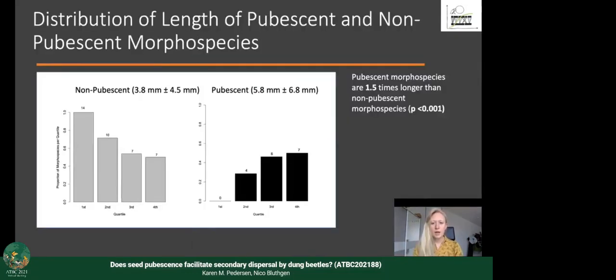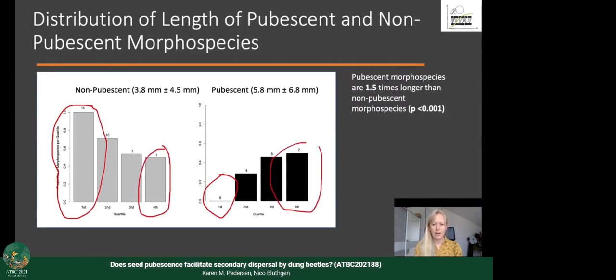Are they striate? And then for those morpho species found both within fecal samples and within dung balls, pubescent seed species are 1.5 times longer than their non-pubescent counterparts. And if we look at the first quartile of the data, we can see that there are no pubescent seed species. But if we look at the largest quartile of the data, we do see that half of the morpho species are pubescent. So this does suggest that larger morpho species do tend to be more pubescent.